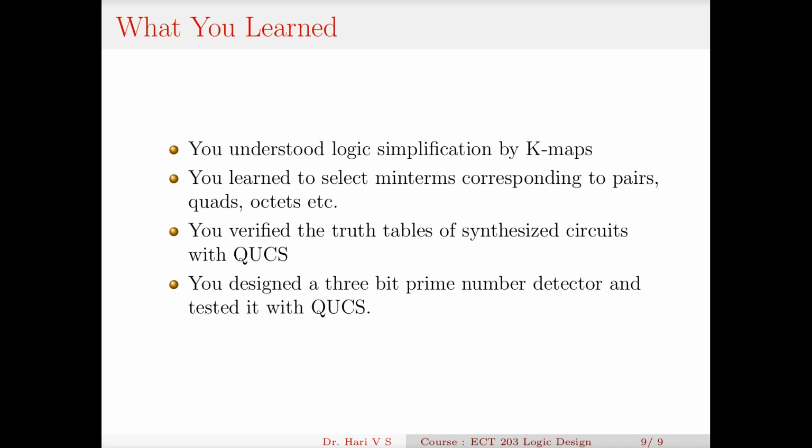So what you learned in this session is the logic simplification by Karnaugh maps, and you learned to select minterms corresponding to pairs, quads, etc. Quads, octets, etc. we will see in the following classes. Then you verified the truth tables of the synthesized circuit. So 2 circuits you saw. Then you designed a 3-bit prime number detector and you tested it with QUCS. So that is the end of this video. I thank you all.